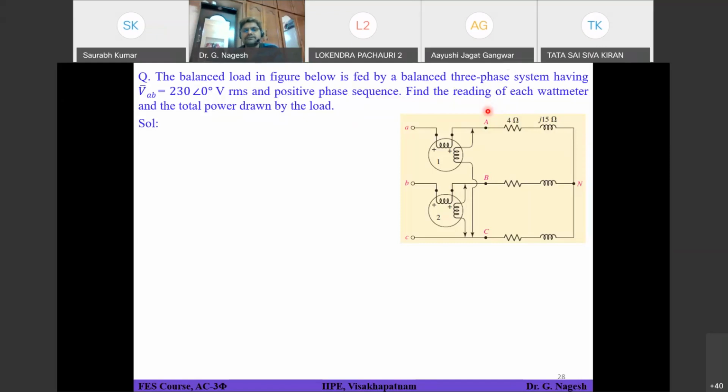Try to write all three line voltages VAB, VBC and VCA first, and then you can find voltage VAC. So VAB is 230, VBC is 230 at an angle of minus 120, and VCA is 230 at an angle of plus 120. Right. So what is the expression for P1, the wattmeter reading? VAC into IA, cos of the angle of voltage VAC minus the angle of IA. So VAC voltage is already there with you or not?